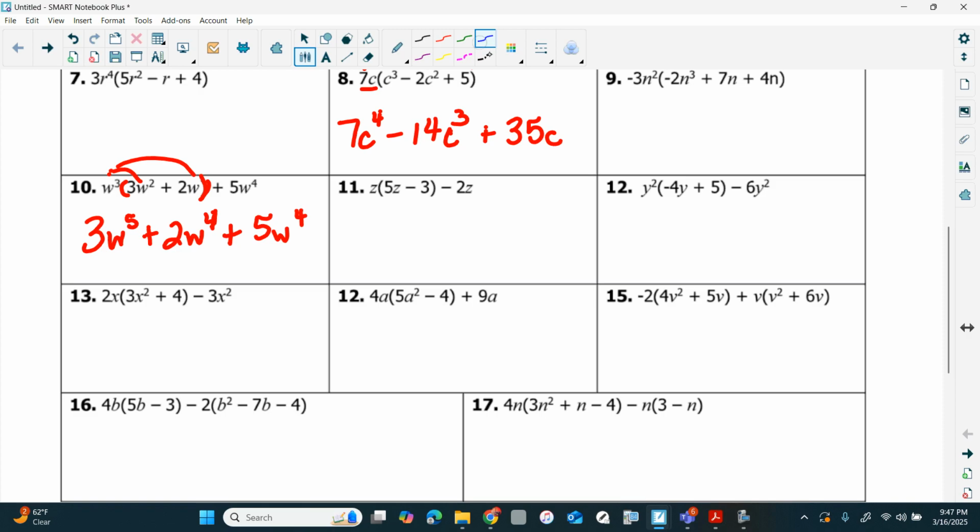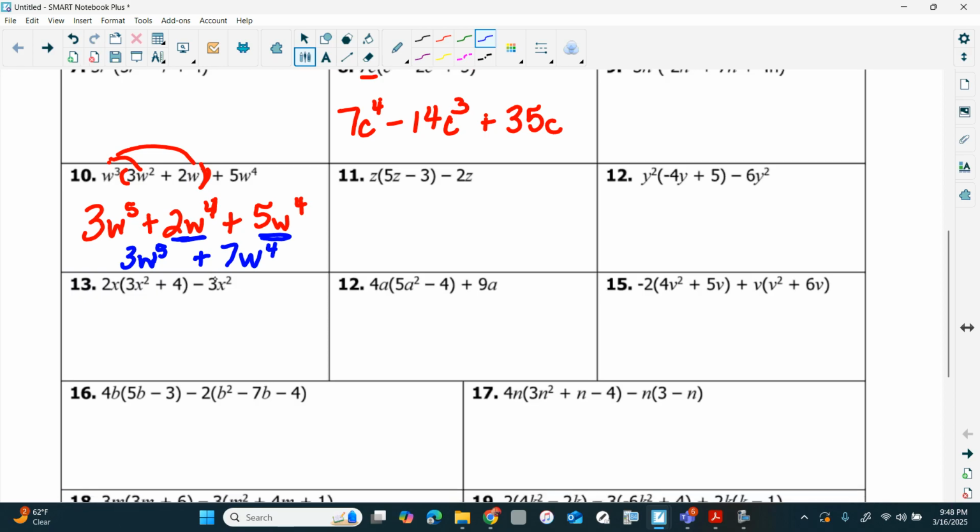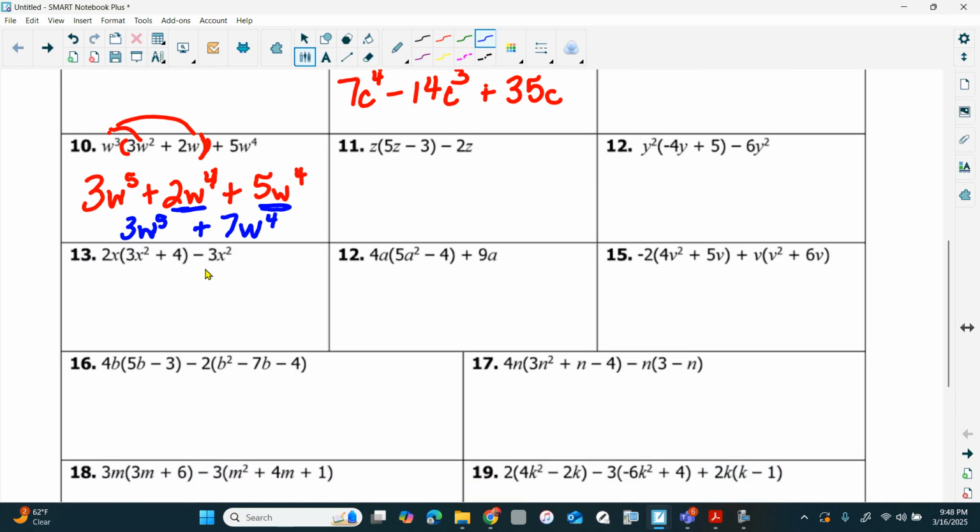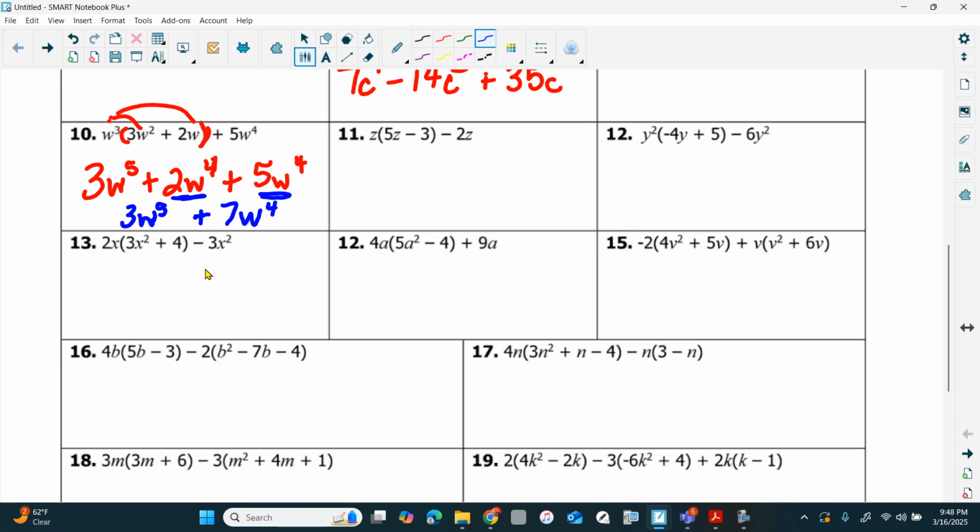Now because right here, they both have w to the 4th, these are like terms, so I can add those together. So we have 3w to the 5th, and this is going to be now plus, and we just add the coefficient, the number in front, the variable and the exponent is going to stay. So we just add the 2 and 5, and that's 7w to the 4th. Okay. So you're going to have some distributing and then some combining like terms.